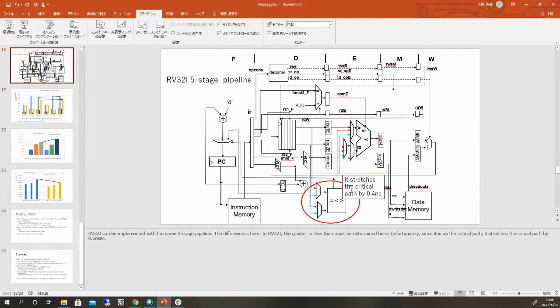The question is, we should divide the decode phase into two phases and maybe add a branch predictor. Yeah, that's right. It's a good solution. Maybe we should divide branch instructions into two categories and use simple branch prediction. It's a very good exercise for students.